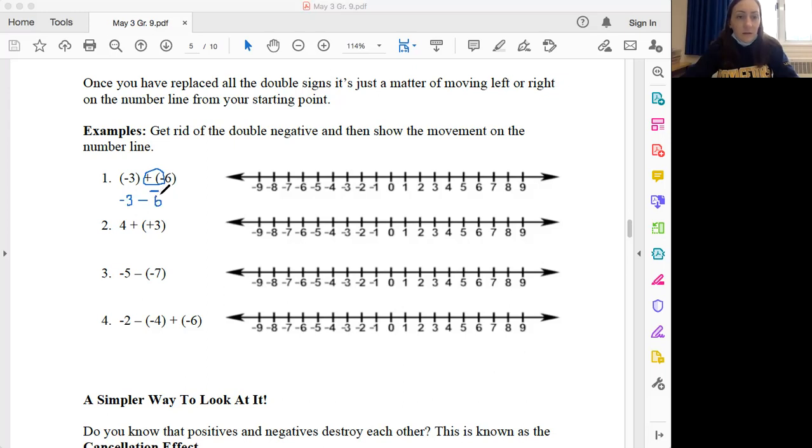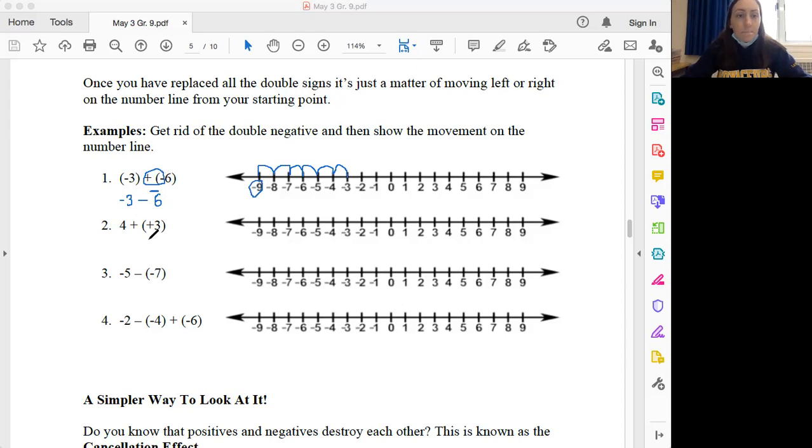It's the exact same thing. Okay. So then you look at your number line. So you're going to show the movement on the number line. So we're going to start at -3. And because it's -6, that means that you're going to be moving to the left. So you're going to go 1, 2, 3, 4, 5, 6, meaning that your answer is -9.